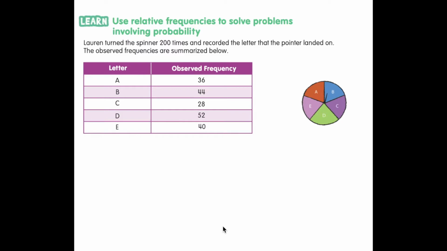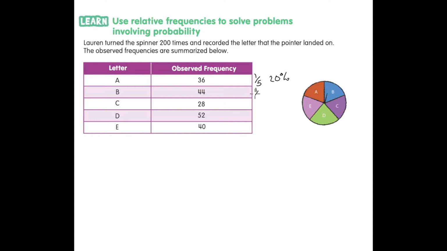For this problem, we see that Lauren turned the spinner 200 times and recorded the letter that the pointer landed on. The observed frequencies are summarized below. So if we look at this spinner, we notice that all look to be equal. So A, B, C, D, and E are all equal. So if we were looking at our theoretical probability, the theoretical probability of landing on A would be 1 out of 5, or a 20% chance.